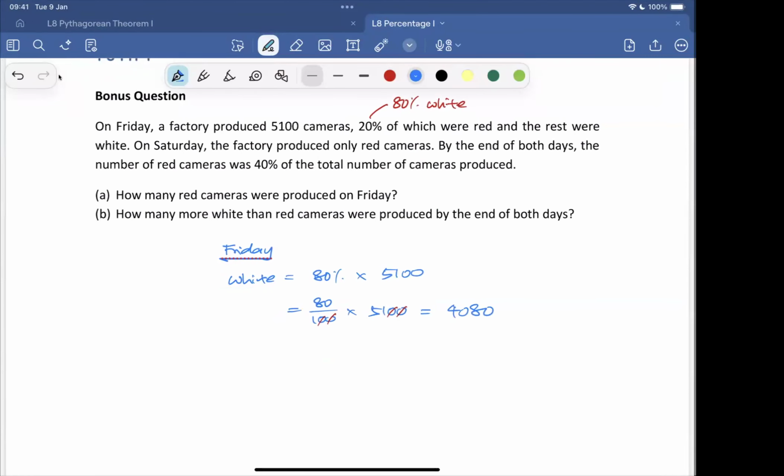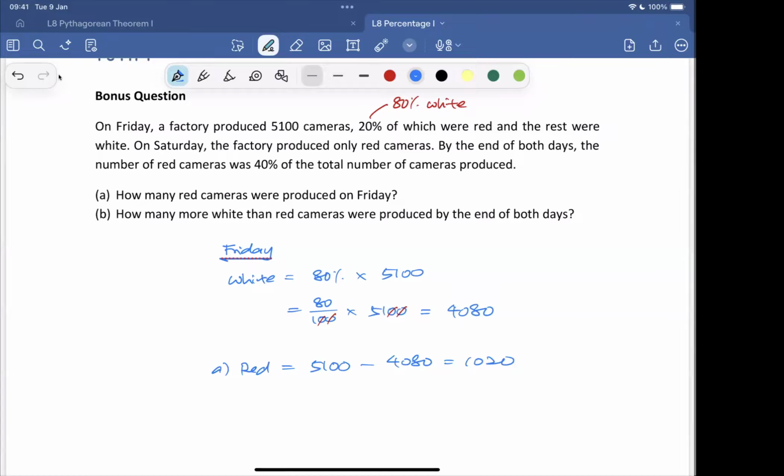Now, they are talking about the red cameras. Let's find out how many red cameras are produced on Friday. Part A. How many red cameras are produced on Friday? You already found the white, so can you find the red? 5,100, then what must you do? Minus what? Very good. That means you have 1020 red cameras. Very easy, huh? Part A is very easy, right, Ying Ying? Now let's do part B, okay?